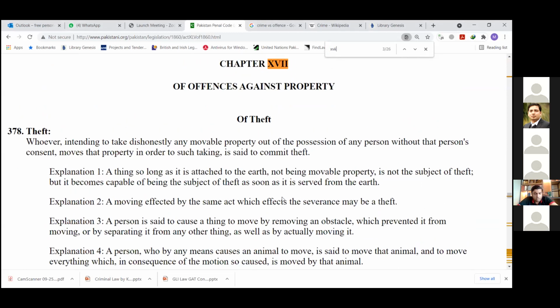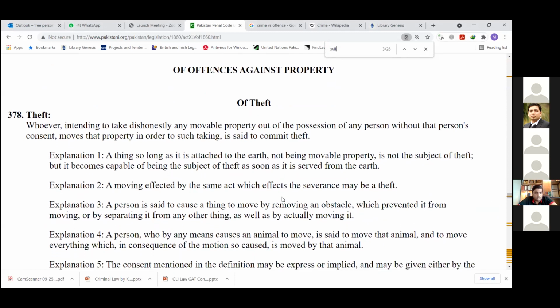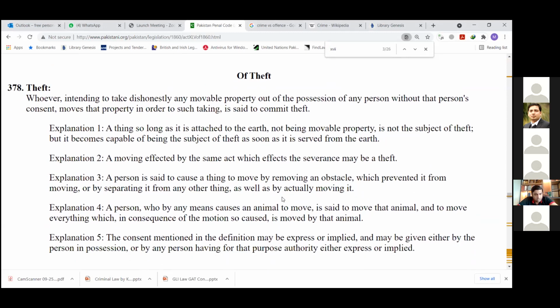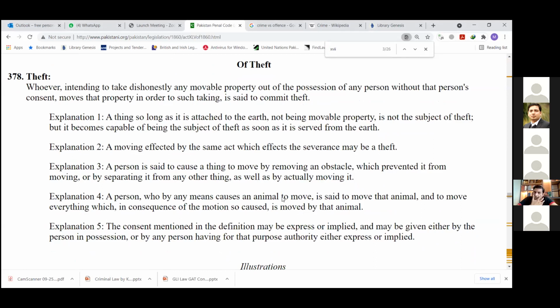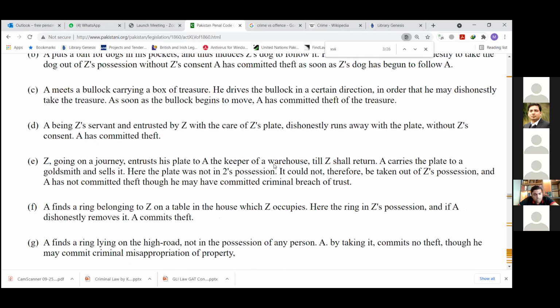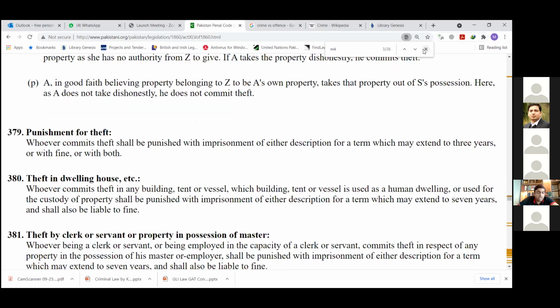Section 378 of PPC prescribes the offense of theft. Whoever, intending to take dishonestly any movable property out of the possession of any person without that person's consent, moves that property in order to such taking is said to commit theft. Now, the most essential ingredients of theft are dishonestly, intention, movable property, and out of possession of a person without that person's consent. All these are ingredients of theft, which when fulfilled make an act to be an offense.